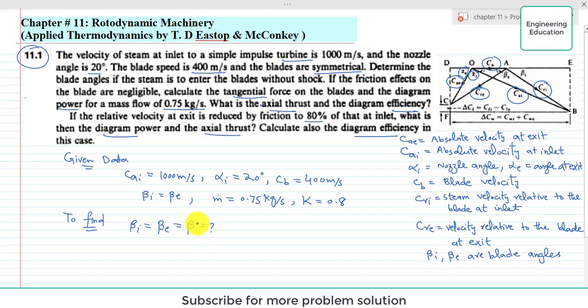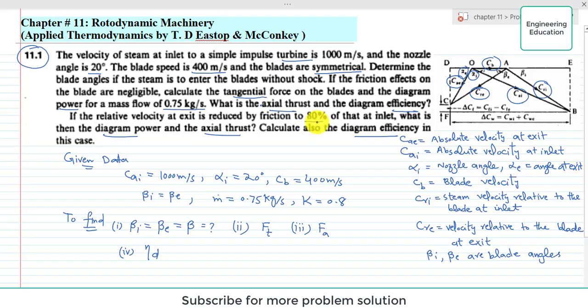Similarly, second, we have to find the tangential force, Ft. Third, we have to find the axial force, represented by Fa. Fourth, to find diagram efficiency, represented by eta d.